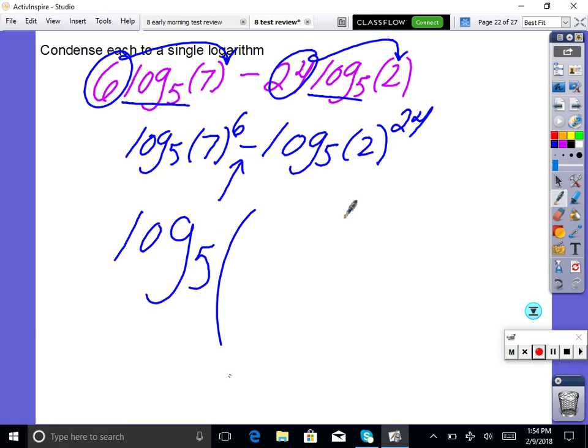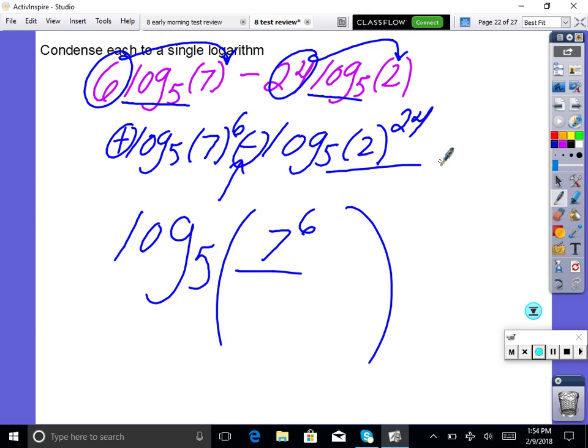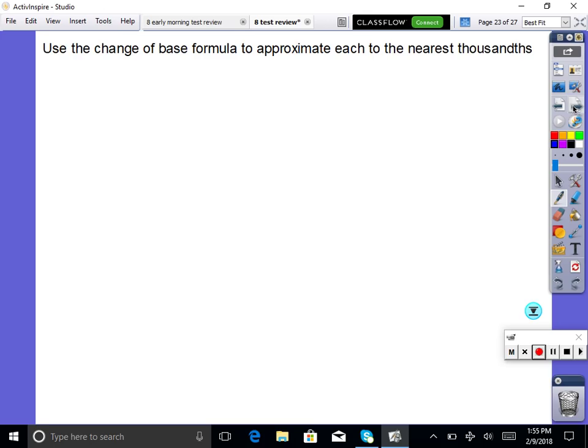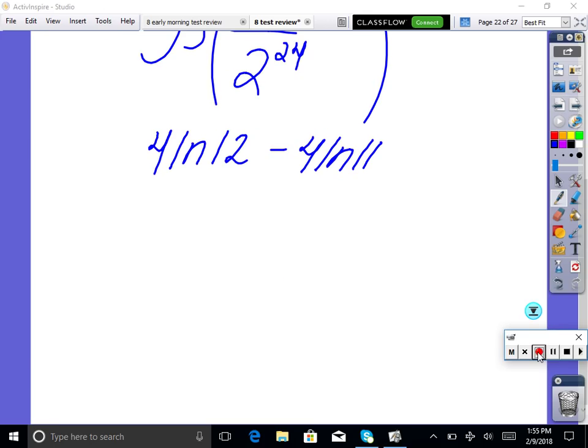So we have log to the base 5 of 7 to the 6 was positive in front, so that's going to be on top. Subtract 2 to the 24th power. And yeah, we could calculate that, and see what happens, but that's good enough because we've answered it. Condense it to a single logarithm, and that's good to go. Now notice they don't once again write parentheses, but we know that they're really there. We know that they're really there, so I throw them in.